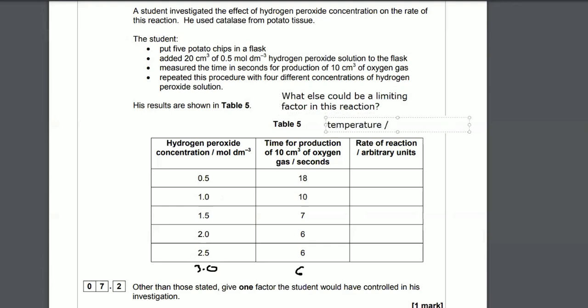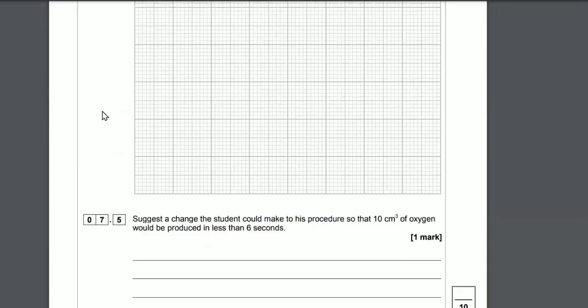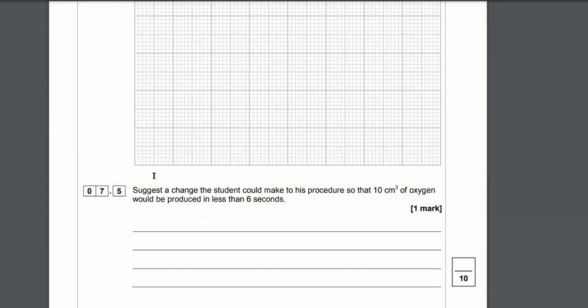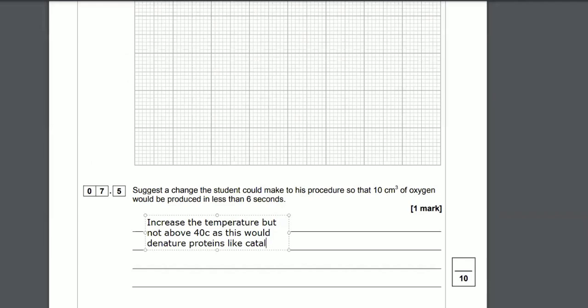So what else could be a limiting factor in a chemical reaction? Well, obviously temperature. Don't forget this involves enzymes though. Surface area. What else affects the rate of reaction? All sorts of things, but that's good enough. pH, because it's an enzyme-controlled reaction, that's going to affect the rate if you're closer to the optimum pH. So I'd say increase the temperature, but be wary not to go above 40 degrees. So if you want to say, oh, do it at 35, say that, but don't say above 40. That's going to denature proteins like catalase, the enzyme in question here. You could change the pH or surface area of the potato chips, but I'm not going with that.